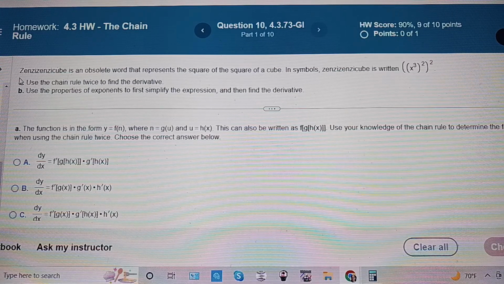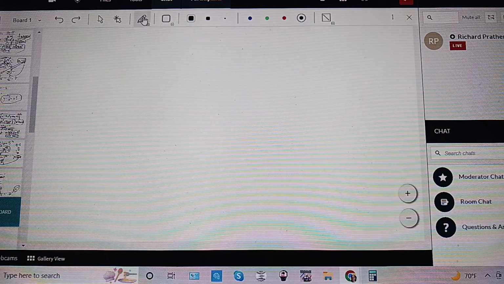Okay, this is weird. Zen z cube. A zen z cube is an obsolete word that represents the square of a cube. In symbols, zen z cube is written x to the third to the second to the second. Use the chain rule twice to find the derivative. Use the properties of exponents to first simplify it and then find the derivative. Well, that part's actually easier. Let's do that first so you see what's going on here. So I've never heard of a Zen-Z cube, but we all learn something new every day.